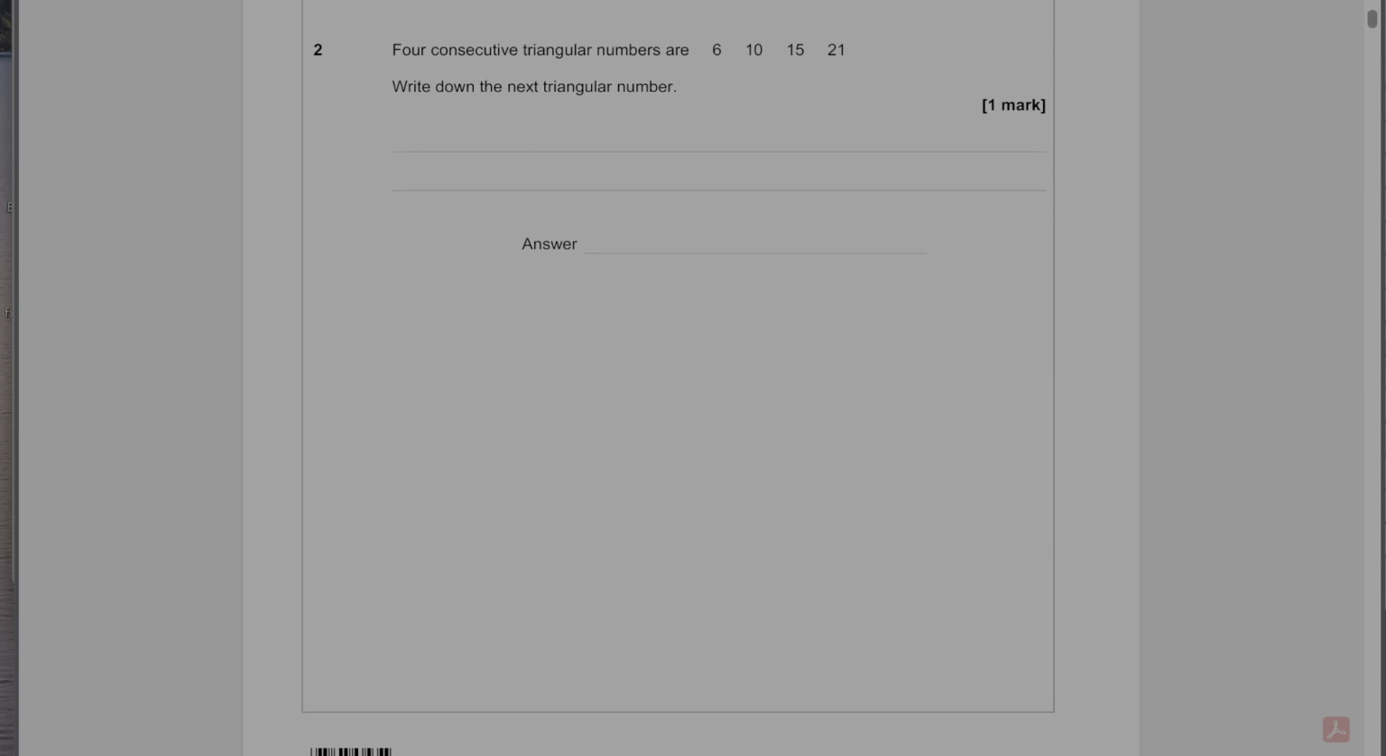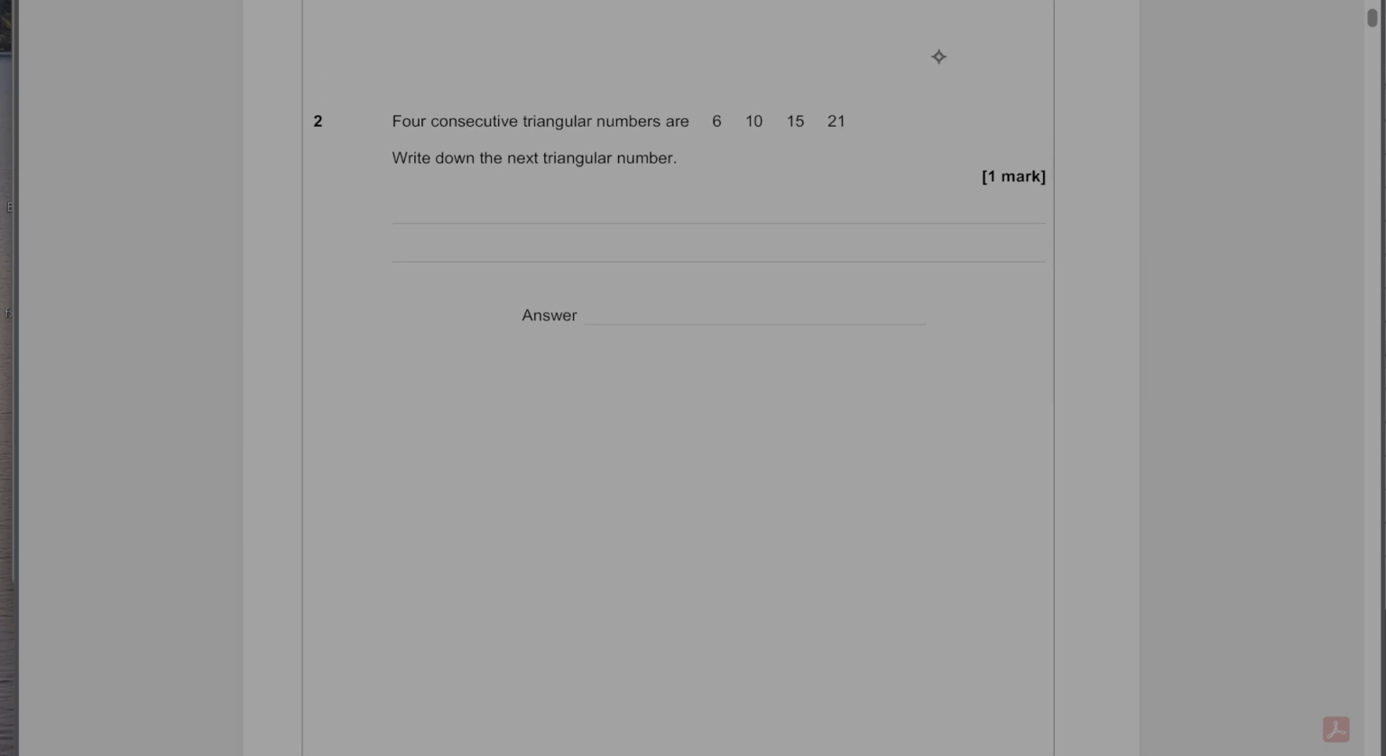Question 2, 4 consecutive triangle numbers are given, write down the next triangle number. So triangle numbers, if you've not come across them, they form triangles. So each time we're adding an extra row, we're adding an extra 1. So this is going up by 4, this is going up by 5, this is going up by 6. So we need to do 21 plus 7, which will give us 28.